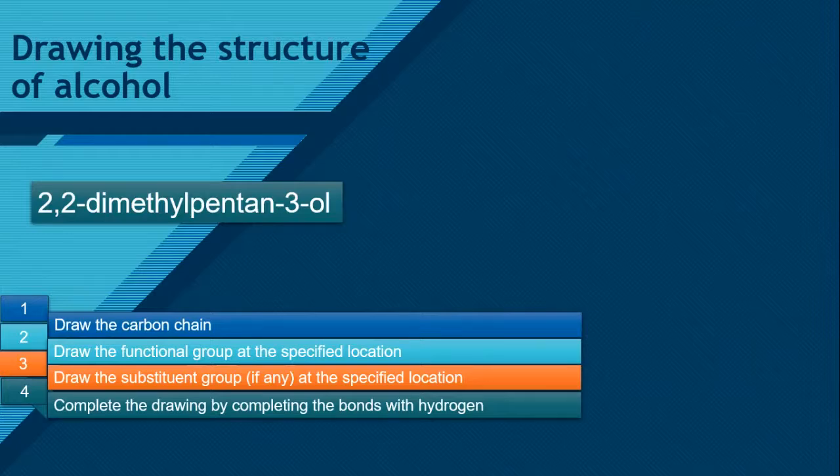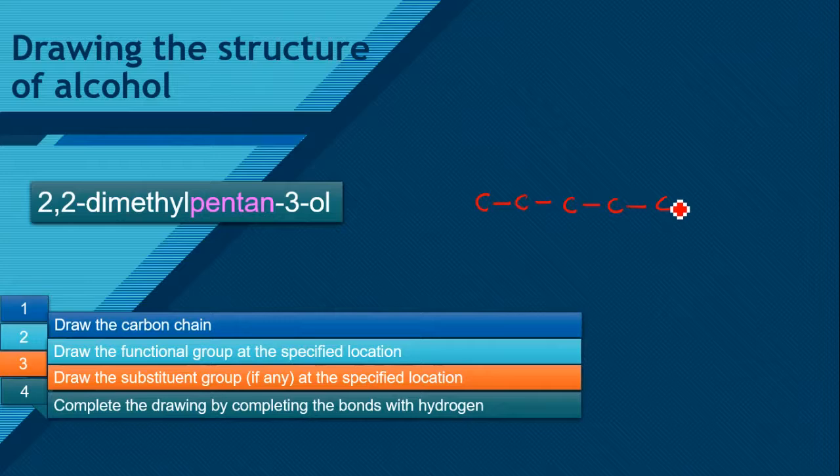2,2-dimethylpentan-3-ol. As I mentioned earlier, the naming of organic molecules is very systematic, so you can actually identify the structure based on the name. Here we have 2,2-dimethyl. The first step is to draw the carbon chain. We have pentane, so how many carbons do we have? Yes, it's 5. 1, 2, 3, 4, 5.